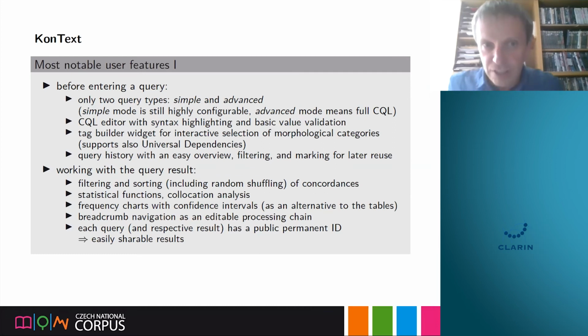KonText also features Tag Builder. It is a widget and plugin as well that lets you interactively select the morphological categories, so that you don't need to know the exact tagset, how the morphological categories are encoded in the tagset. You just click on it, select the part of speech and other categories, and the Tag Builder will create the query for you.